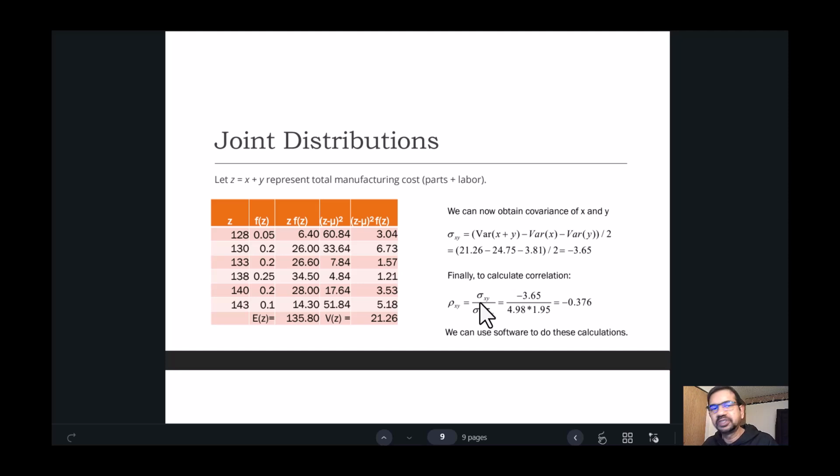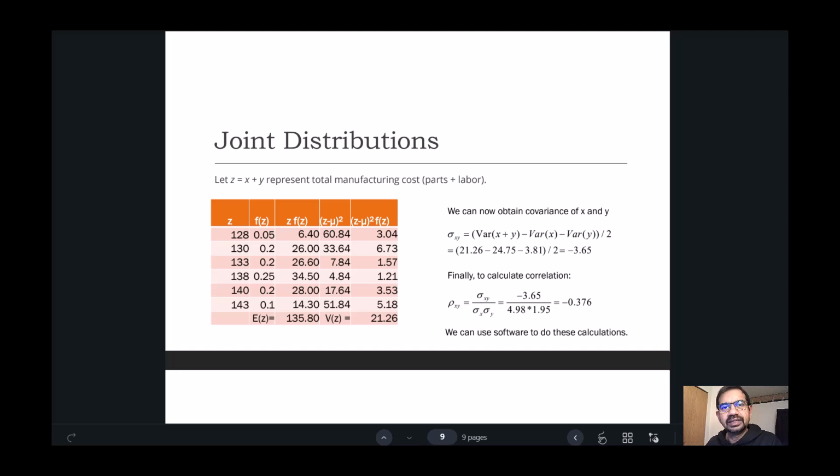The correlation, which we visited earlier as well, gives us the association between these two variables, or the strength of the association, and it's given by the covariance, which we have gotten from the relative frequency method. Earlier we had got it from the empirical classical method, and divided by the standard deviation of X and standard deviation of Y. And the correlation is minus 0.376. So this tells us that there's some negative association between labor costs and parts cost. It's not a very strong association, it's only 0.376.